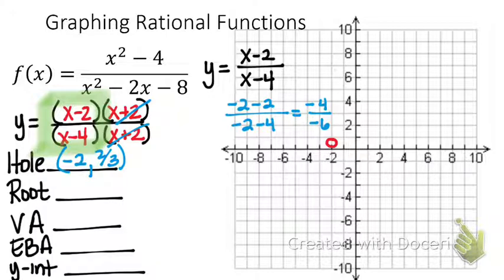And now you're going to go to your dark pink sheet and answer these 4 questions, but you're using this. So this is my function that I'm using to graph. Your roots are going to come from the top, which is just x minus 2. The vertical asymptote comes from your denominator, x minus 4. So you're using this here to answer these 4 questions. So let's go ahead and do that.